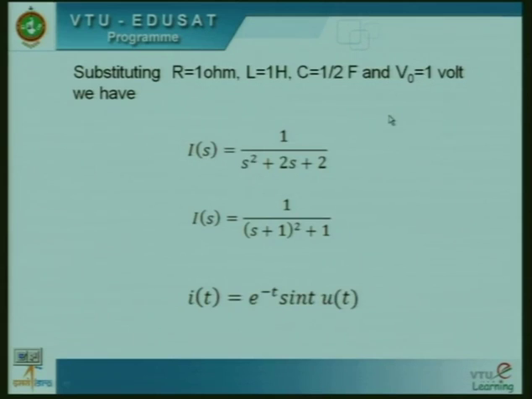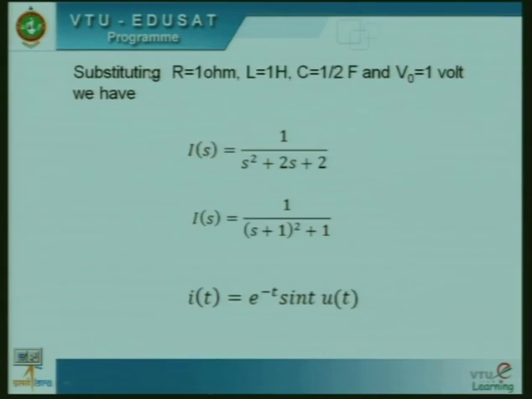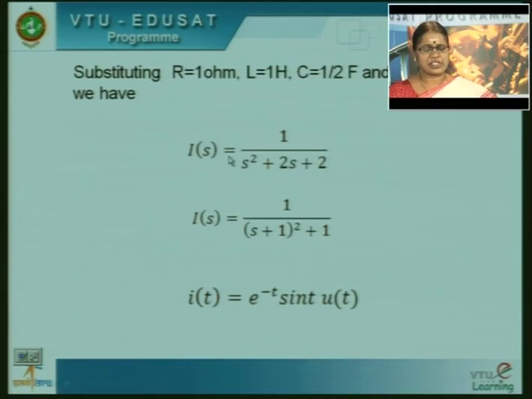If I substitute these values in this equation and simplify the expression, we get I of s equal to 1 divided by s square plus 2s plus 2. This denominator can be visualized as s plus 1 whole square plus 1. This is the mathematical manipulation we perform so that we can easily find the Laplace inverse of I of s. So, I of s can be written as 1 divided by s plus 1 whole square plus 1.